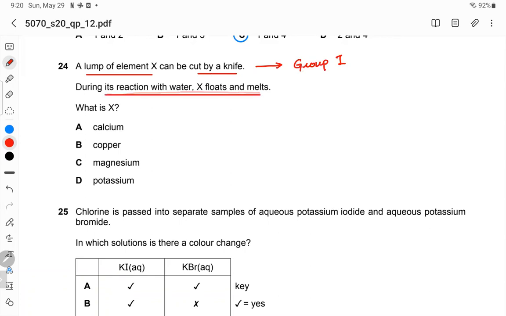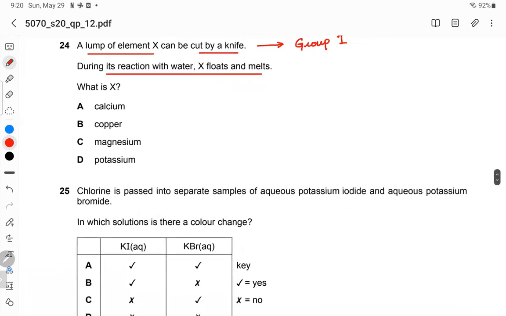Yes. During its reaction with water, X floats and melts. That is also, we'll recall, a property of the group 1 metals: they have a low density, so that's why they float, and they are very reactive, so they melt readily.